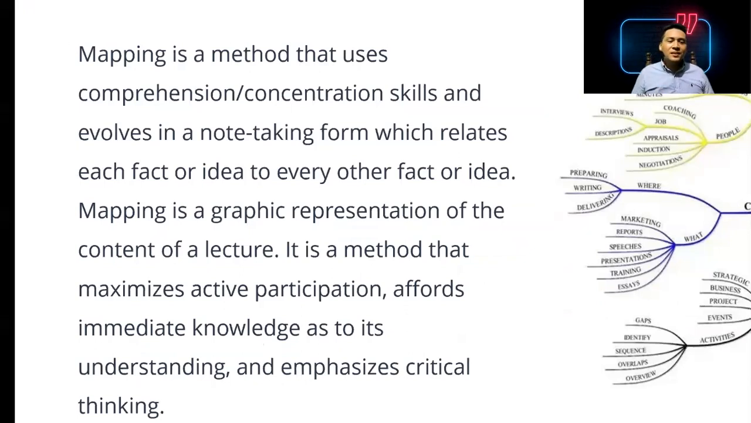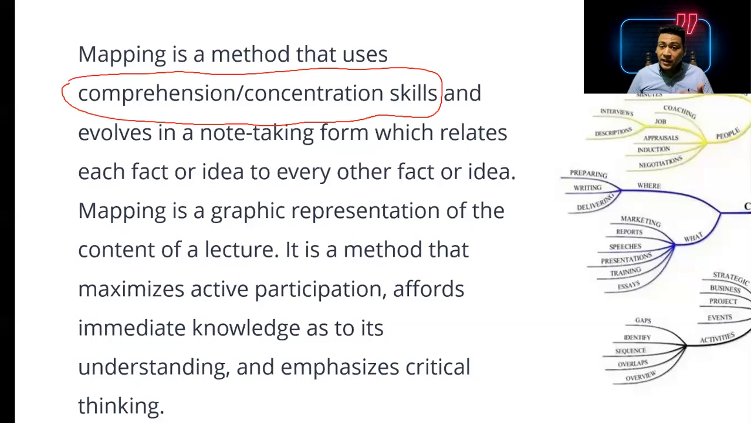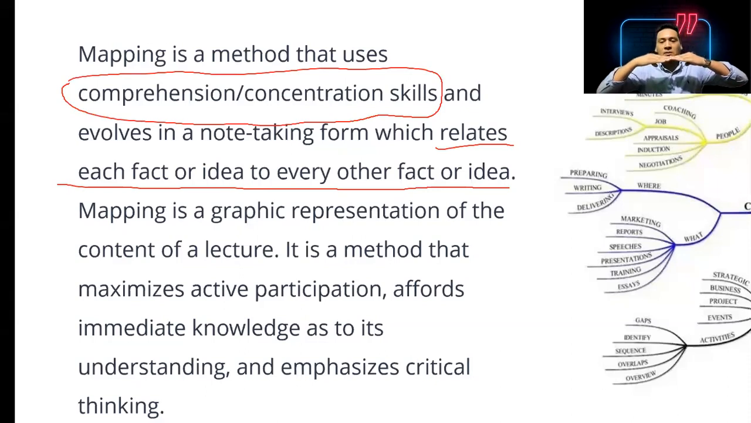Okay. So this is the mapping method. And as Alexandra was saying, in this method, we are going to use comprehension and concentration skills. That is very important. Why? Because we are going to relate each fact or idea to every other fact or idea. So we are going to build up relationships. This idea is related to this idea, so I'm going to connect the ideas. That is the mapping method, okay?